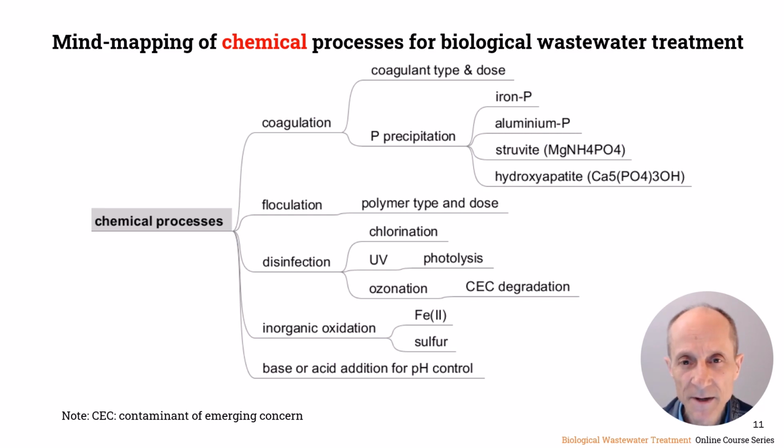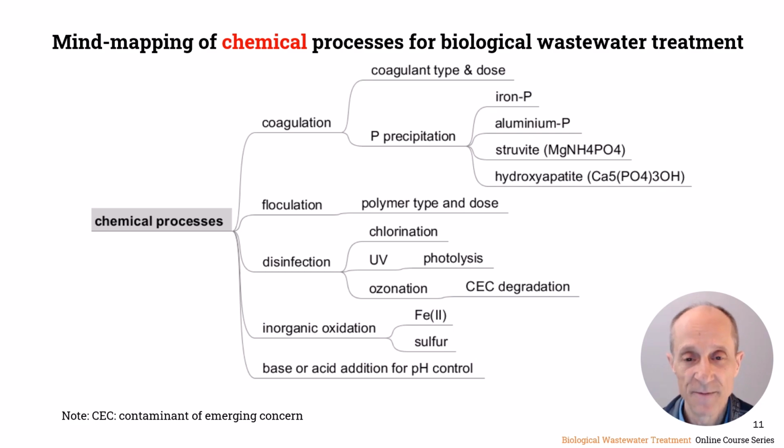Mind mapping chemical processes for biological wastewater treatment allows us to divide them into the following categories, among others. Coagulation, which will be affected by the coagulant type and dose, and is often used for phosphorus precipitation with cations such as iron, aluminum, magnesium, or calcium. Flocculation will depend on the polymer type and dose.